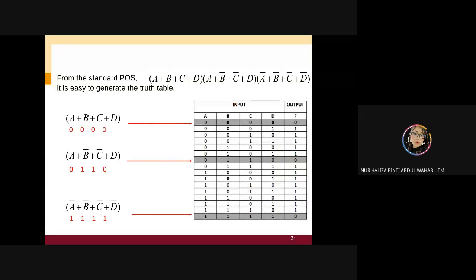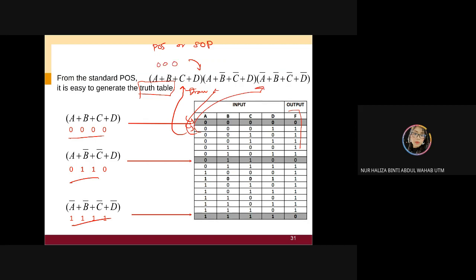So that is how you can speed up your drawing of the truth table. From a given POS or SOP, you can directly get the truth table using these rules. But instead, if you want to go one by one, you fill in the value, you fill in the value, you fill in the value, and you check.